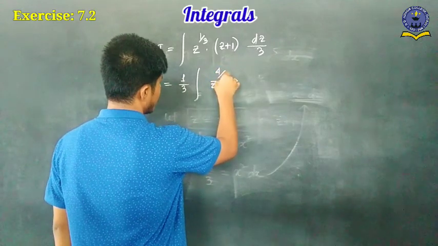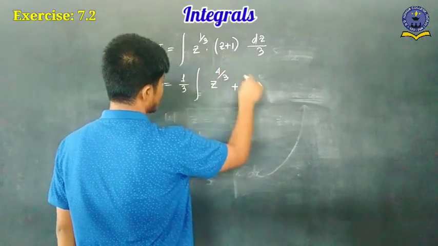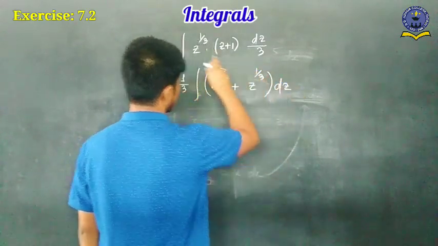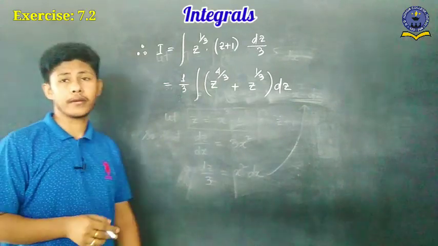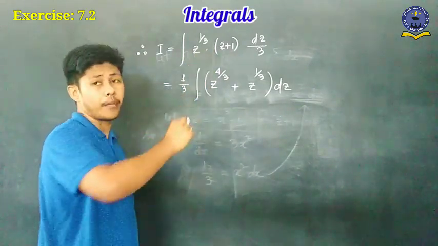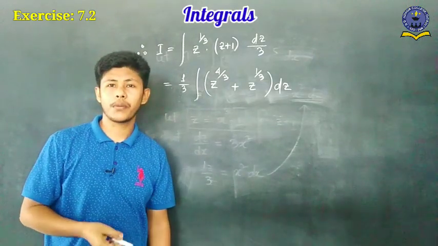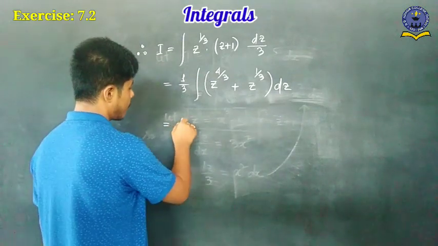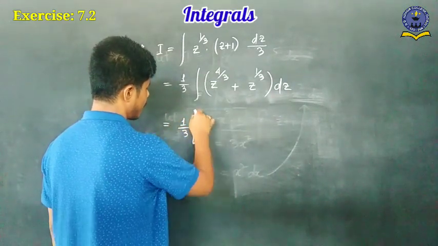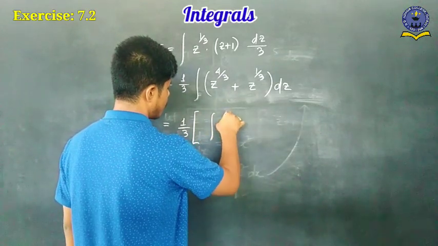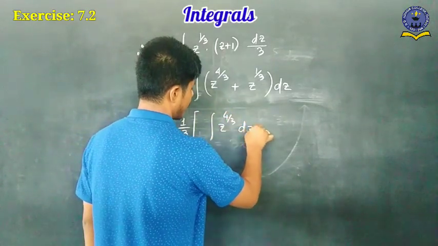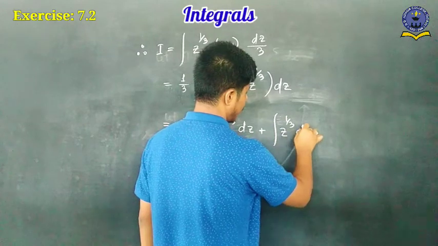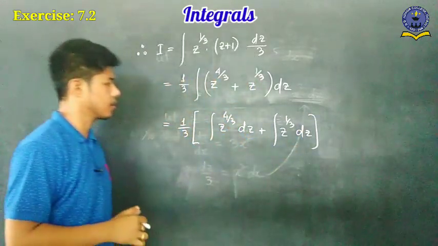4 by 3, plus z to the power 1 by 3 into 1, which is simply dz. Z to the power 1 by 3 plus 1: if the base is same, we add the powers. So 1 by 3 plus 1 is how much? 4 by 3. So ultimately, if we separate the result, 1 by 3 is the constant term, and the first integral is z to the power 4 by 3 dz, plus the second, z to the power 1 by 3 dz. Is it clear?